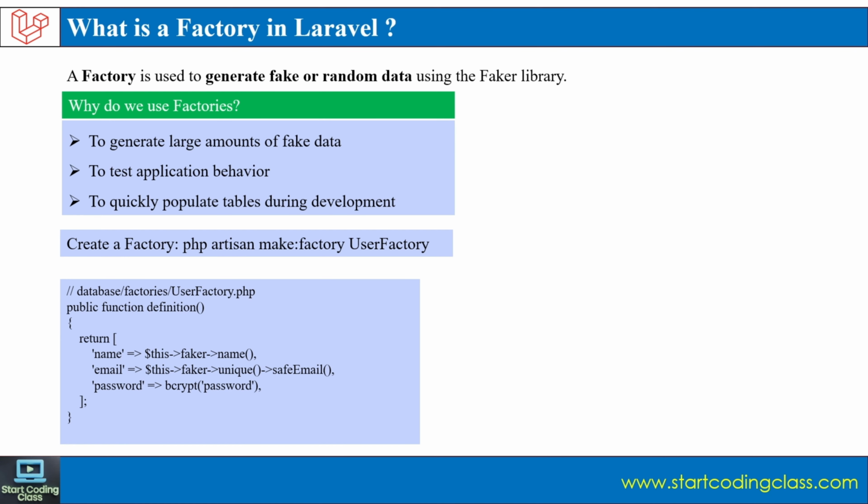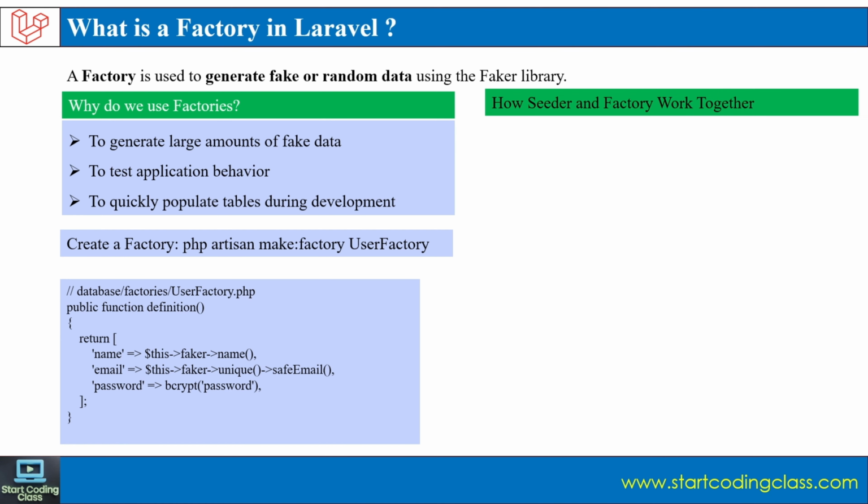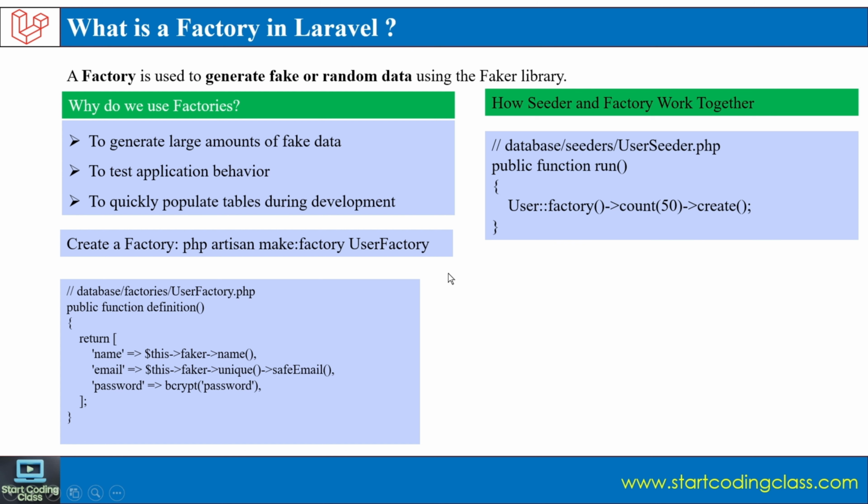But if you want to use this factory with seeder, how can we use this? How do seeder and factory work together? You need to go to your UserSeeder.php file and write User::factory()->count(50) and this code. This code will generate 50 records in your user table. If you want 100 records, you need to replace 50 with 100. And if you want 1000, you have to write 1000 here. So it will create whatever number of records you want.